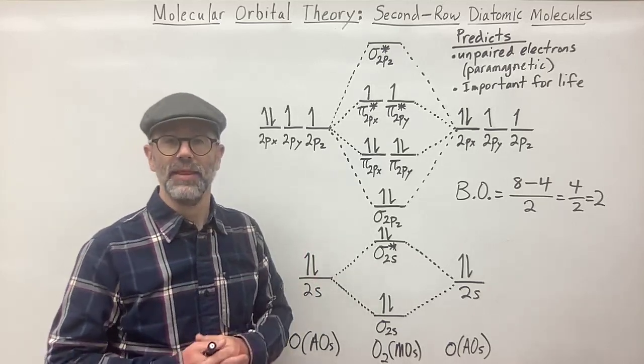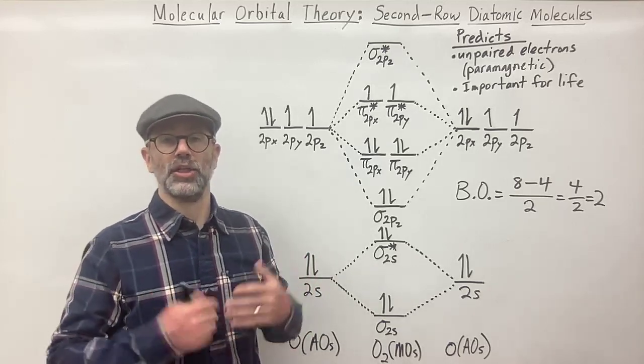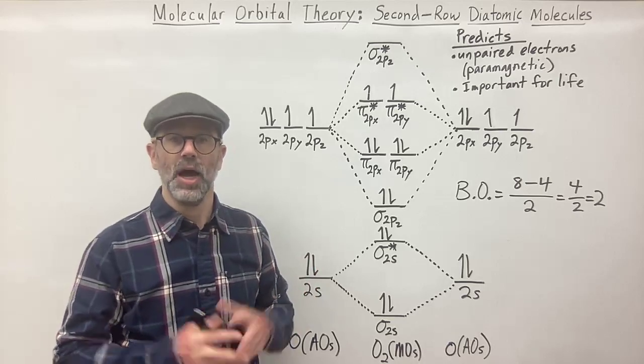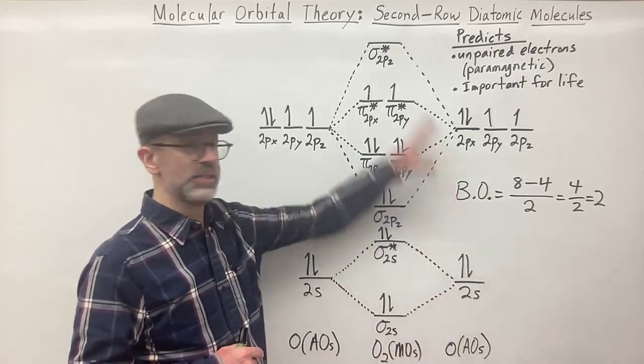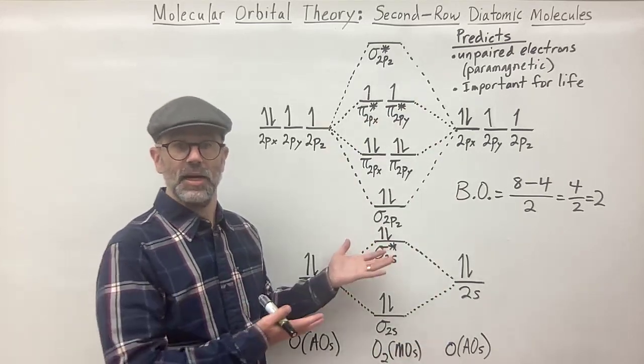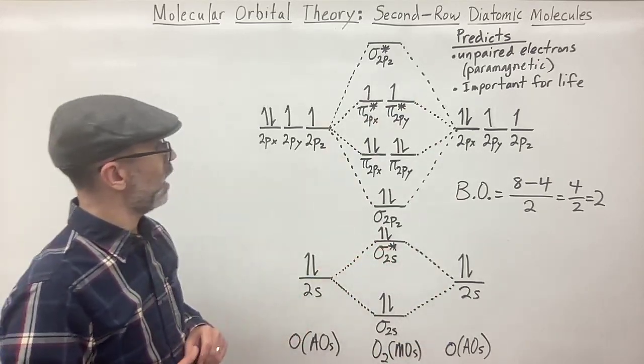How is it that oxygen does this? Well, the conclusion is that it must have unpaired electrons. And so molecular orbital theory was able to show that and present the argument.